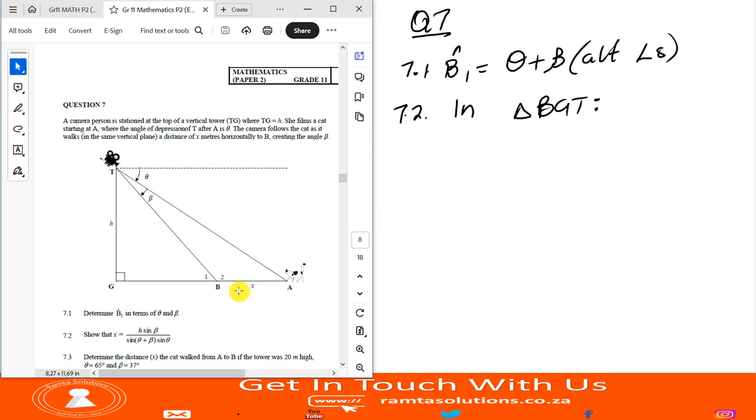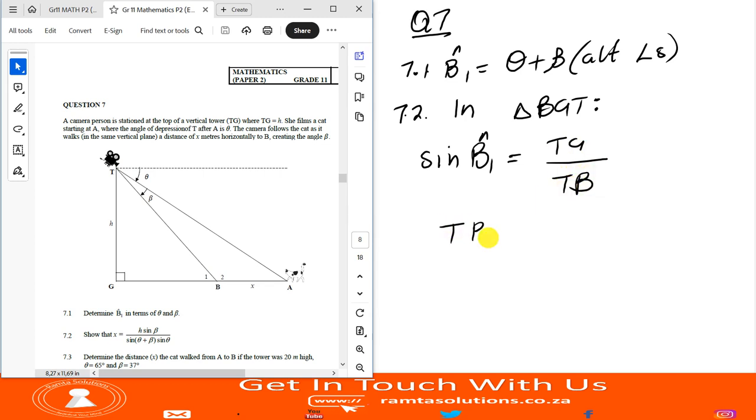I'm going to use TB, because I have this angle here, so it'll be easier to use angle B2 to find any other thing that I want. Let me say, in that triangle, I'm going to use sine instead of tangent. So I'm going to use sine angle B1. Angle B1 is equal to opposite over hypotenuse. What is opposite? Opposite is TG. What is hypotenuse? Hypotenuse is TB.